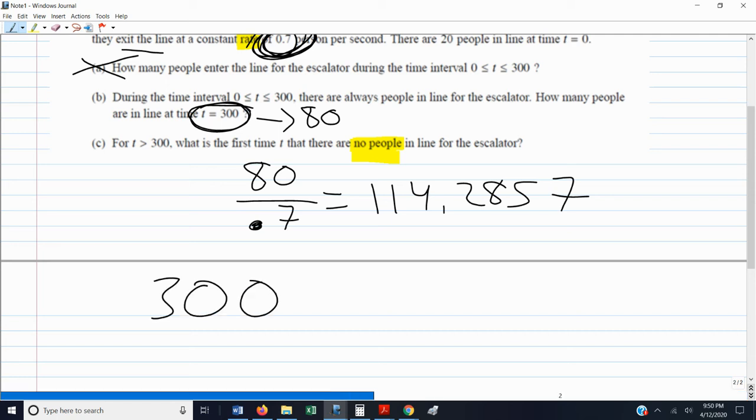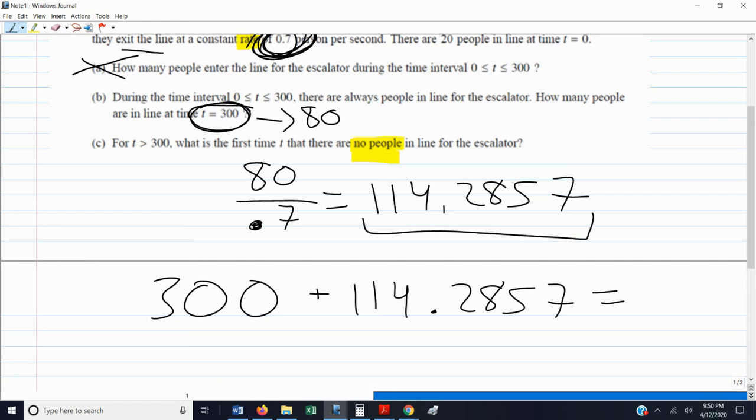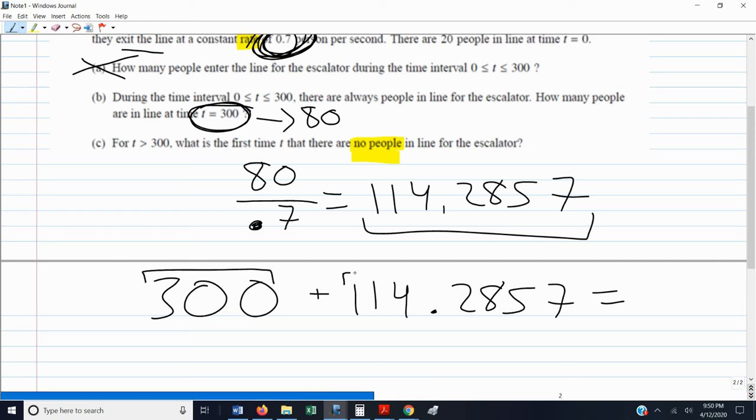So 300 seconds have gone by, and that's when we have 80 people in line. And then it's going to take another 114.2857 seconds for those people to leave the line. So the 80 people, we were already starting at 300 seconds, and the 114 this time is how long it takes them to get out of line. So 300 seconds have passed, that gives us 80 people in line, and then an additional 114.2857 seconds for them to leave the line, and then there's no one in line at that point.